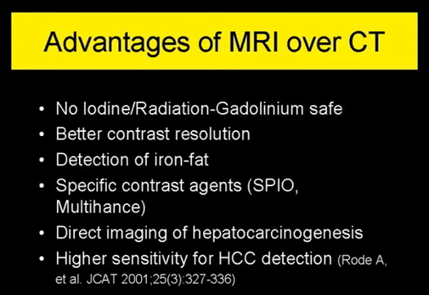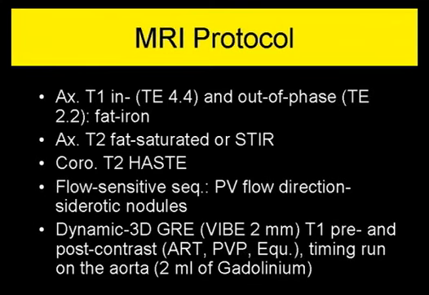You can do with MRI also direct imaging of hepatocarcinogenesis, as Dr. Lee showed you before. And generally, MRI has a higher sensitivity for HCC detection. There are very few studies that really directly compare the two modalities. One of them was from 2001. Generally, I would suggest that if you have to choose between MRI and CT, you'd rather do a good CT than a bad MRI. But if you have a good MRI and good CT, it's always debatable depending on your experience. But generally, MRI will give you more information about chronic liver disease.